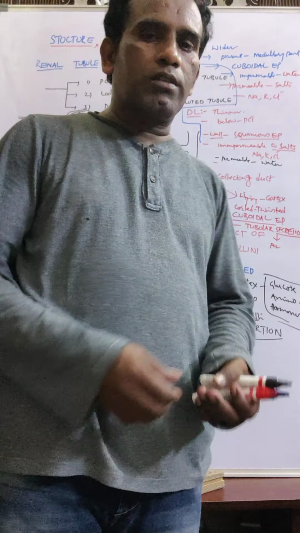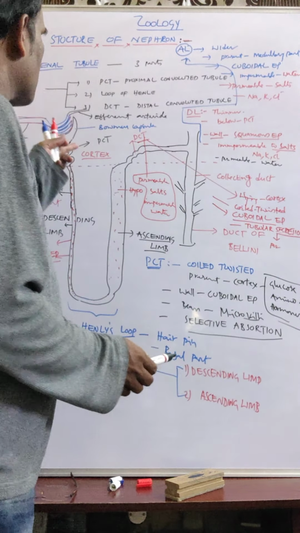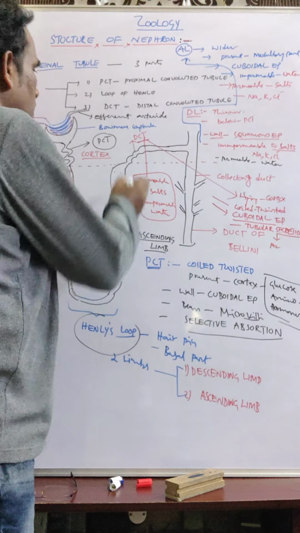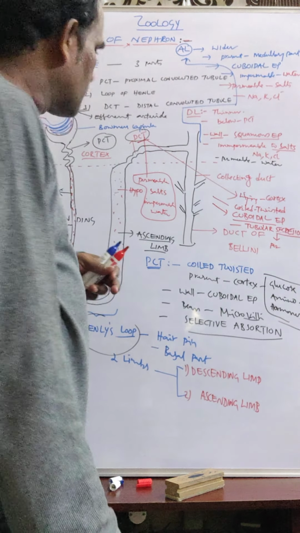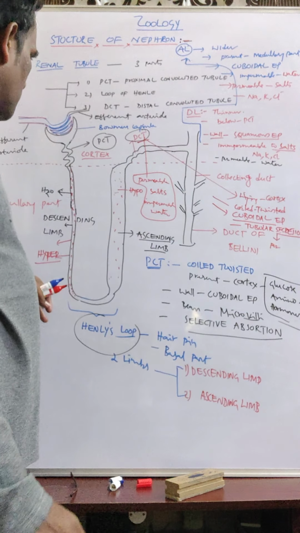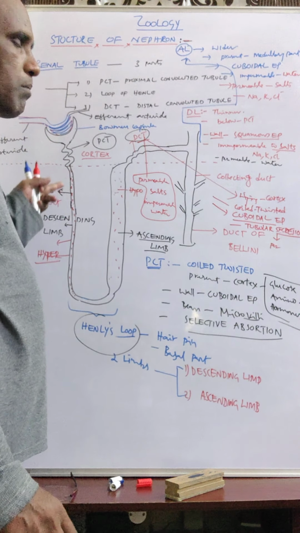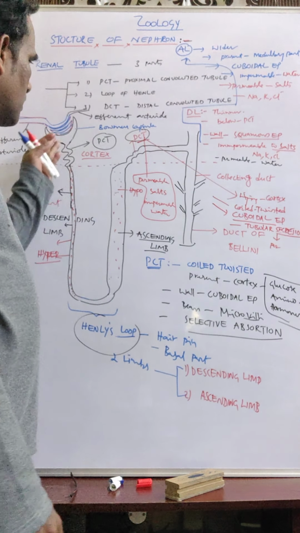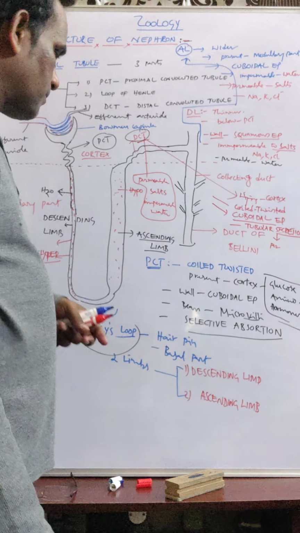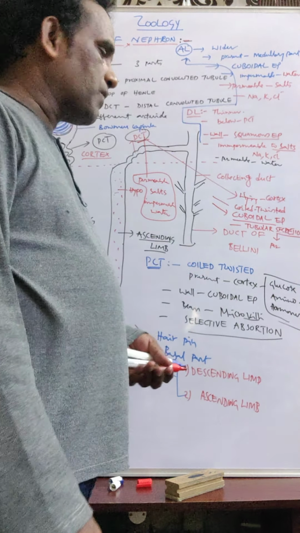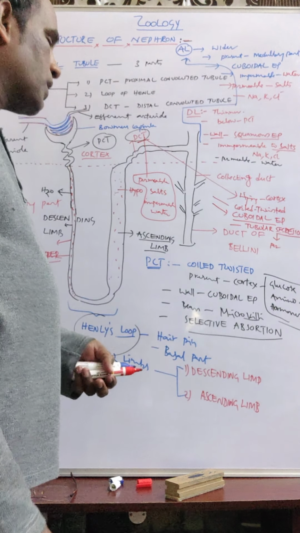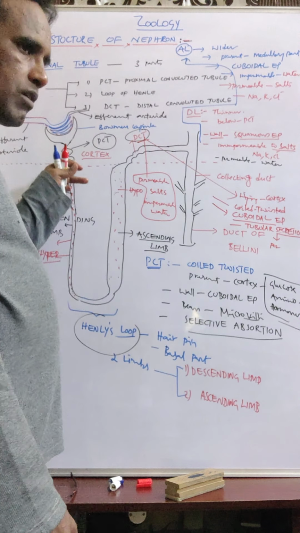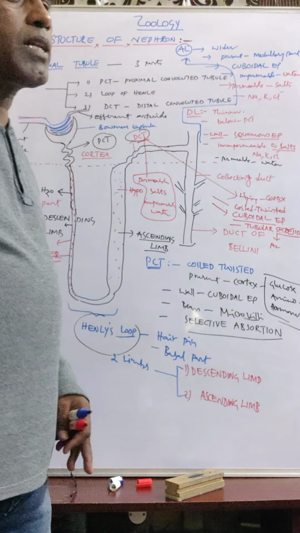The renal tubule consists of three parts: the PCT, the proximal convoluted tubule, the loop of Henle, and the distal convoluted tubule. The PCT is present below the Bowman capsule, in the cortex, coiled and twisted. It is mainly concerned with selective reabsorption. Its wall is made up of cuboidal epithelium with a brush border of microvilli. Now coming to the next one, the loop of Henle. The loop of Henle is a hairpin-like structure.